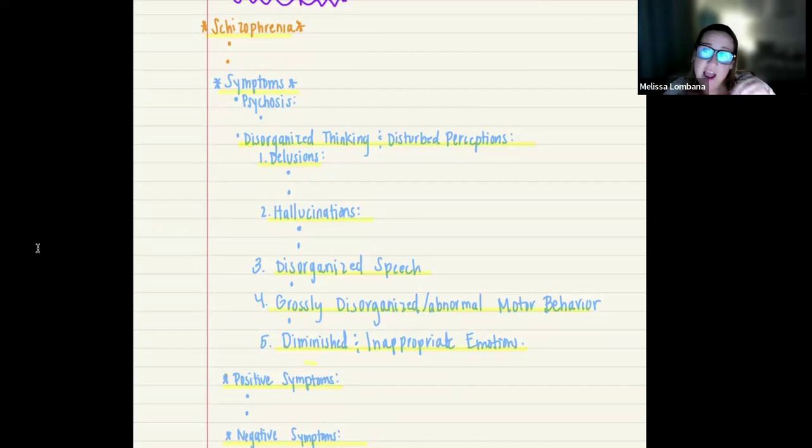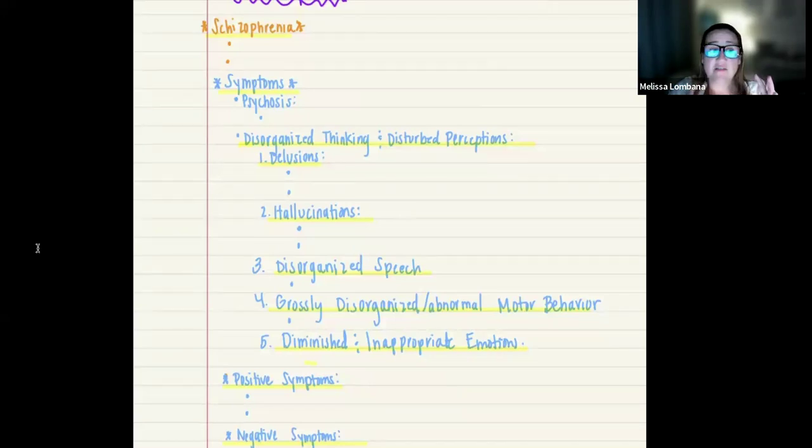Then they could have a hallucination. Hallucination is basically a false sensory experience, and this could be from any of their senses. The key here with hallucinations is that it's not happening, right? So delusion, it is happening in the sense of like somebody's looking at them or there's a car behind them, but they perceive it as a danger.